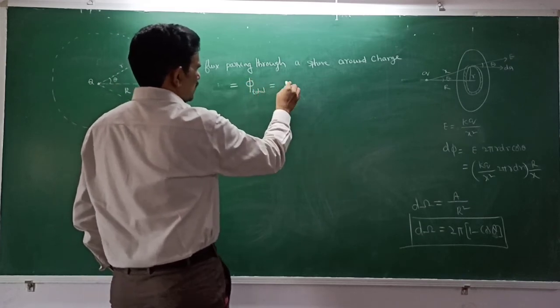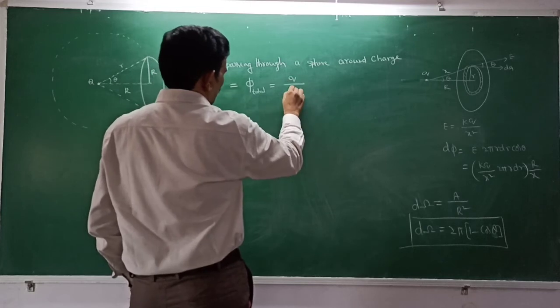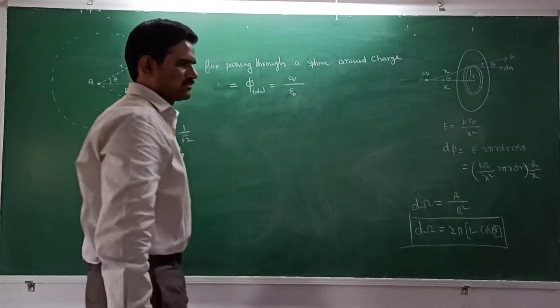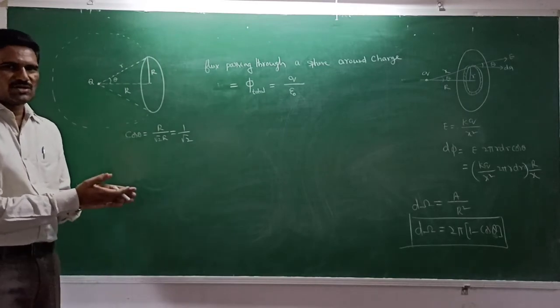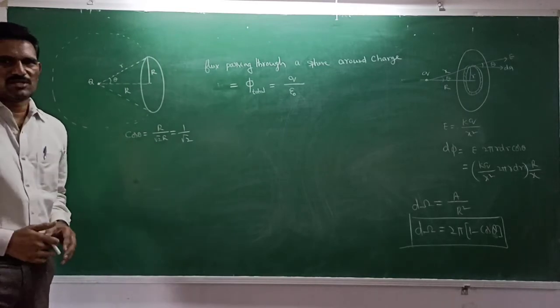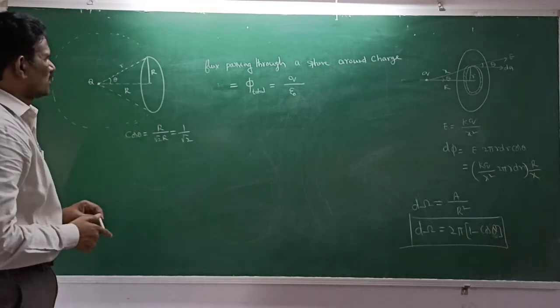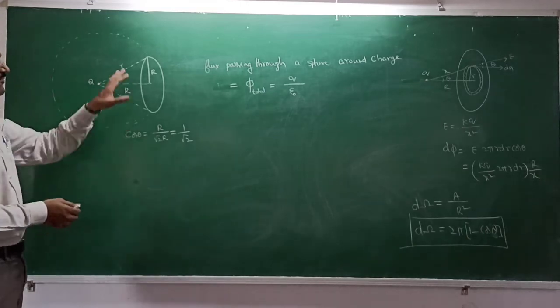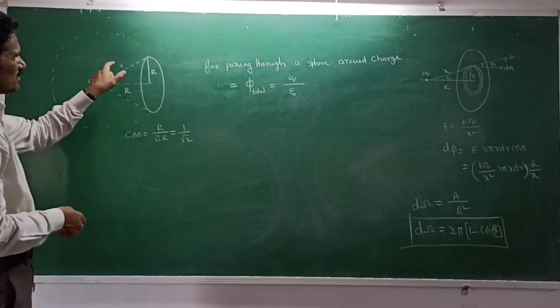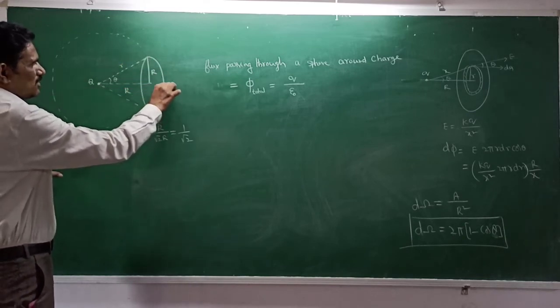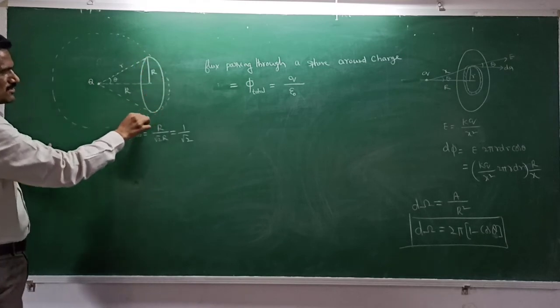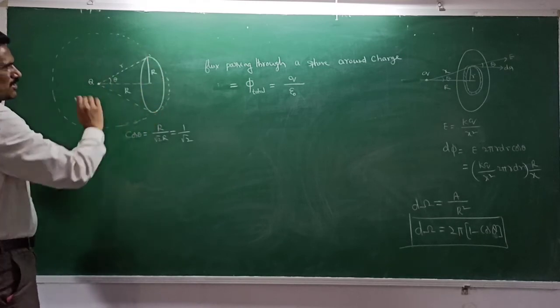This will be equal to Q by epsilon naught, we can write here. So if you are able to derive one, we are going to derive another formula now. That formula we can apply for any such type of problem. So if I imagine a sphere of radius R, then here you will get, like our previous part, a cap, and the cap is like this.